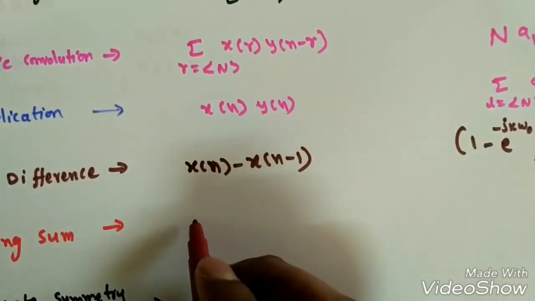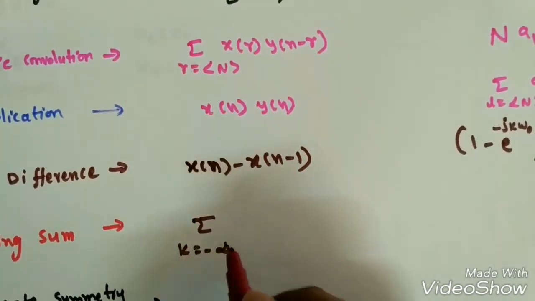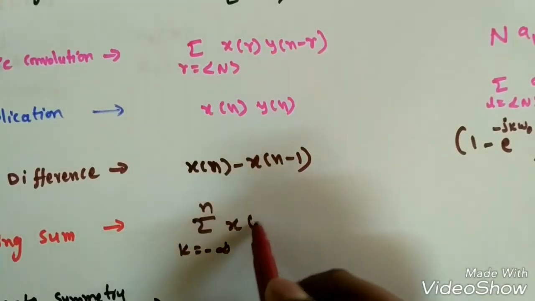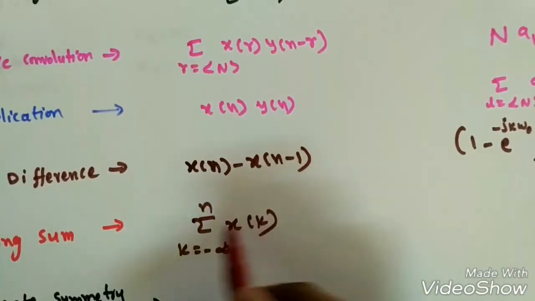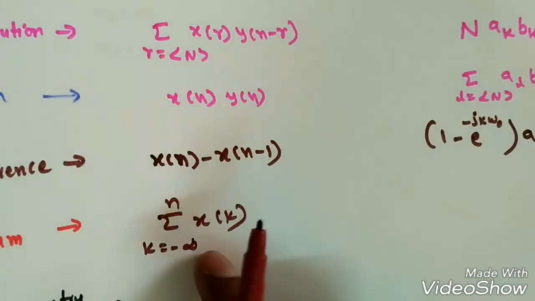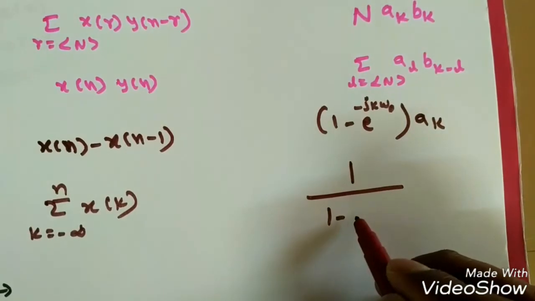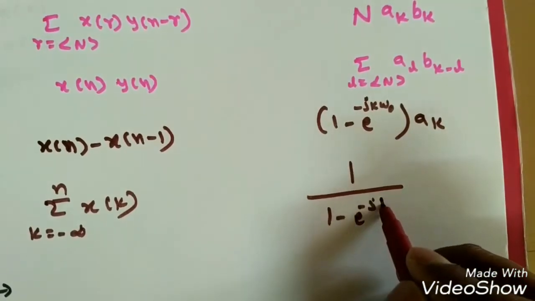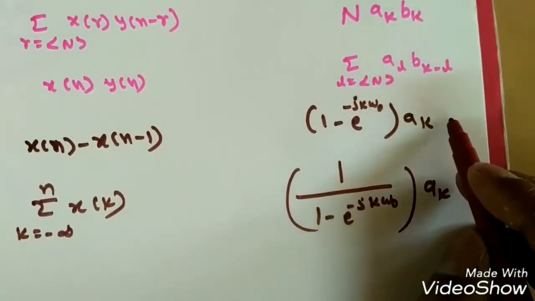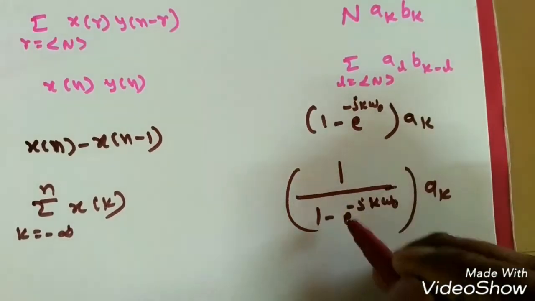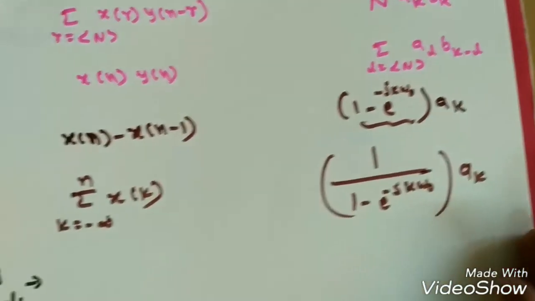So the running sum we can write as sigma k equal to minus infinity to n of x of k. Running summation means we are summing x of k from minus infinity to n. Whenever it is a summation, we get the opposite of this one: 1 by 1 minus e power minus jk omega naught, into ak. This is for differentiation in continuous time and integration in continuous time, so we get this factor in the denominator, right?